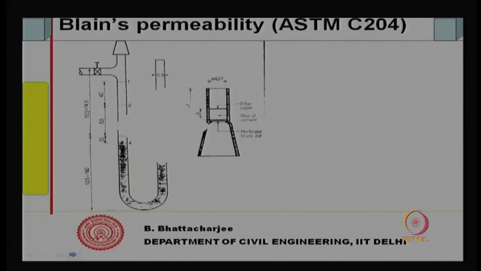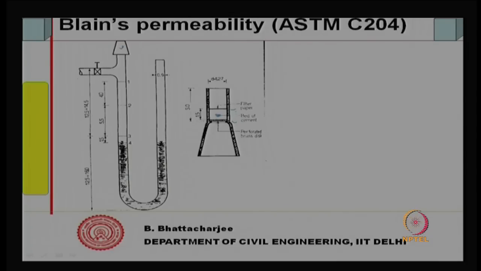In Blaine's method, you have a perforated brass disc, a filter paper, and here this bed of cement. This one looks like this. This bed of cement is packed in a given manner with a plunger. We put a fixed quantity of cement, put a plunger, and this volume is fixed. So, it is approximately assumed that it will have 50% porosity. Cement particles are packed in a standard manner to have a particular amount of voids, right, porosity, and then this is placed here.